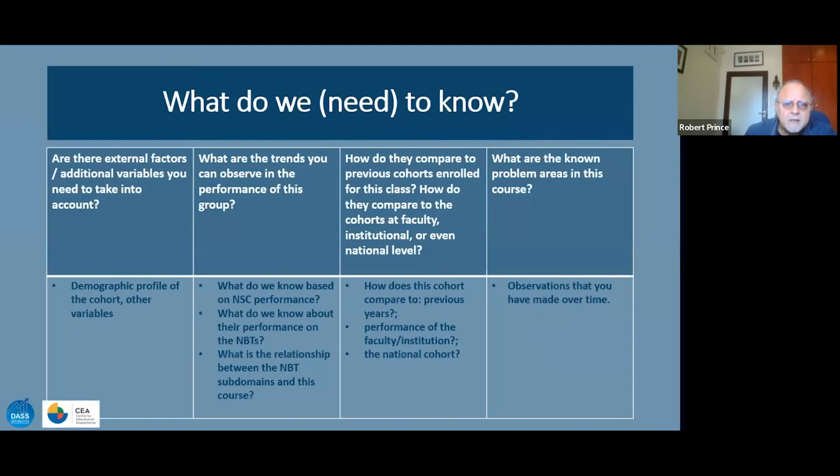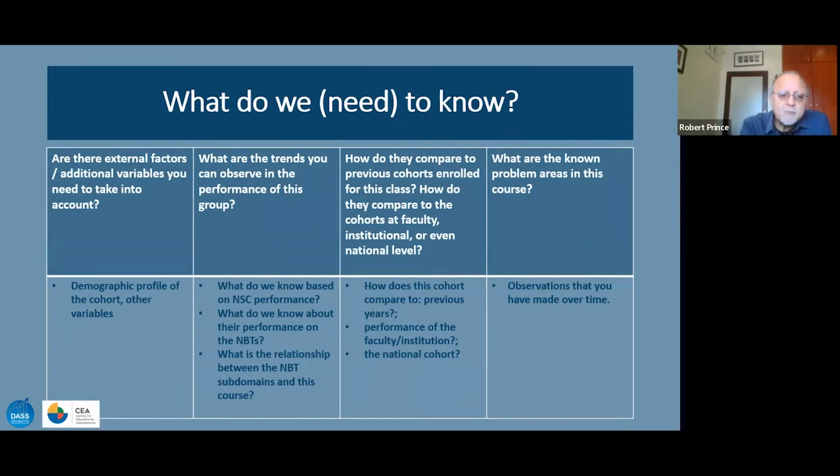Next slide, please. So what do we need to know? There are four things we need to know. Are there external factors or additional variables you need to take into account? Here we think particularly of the demographic profile of the cohort, and other variables which may be socioeconomic. What are the trends you can observe in the performance of this group? What do we know based on NSC performance? What do we know about their performance on the NBTs?